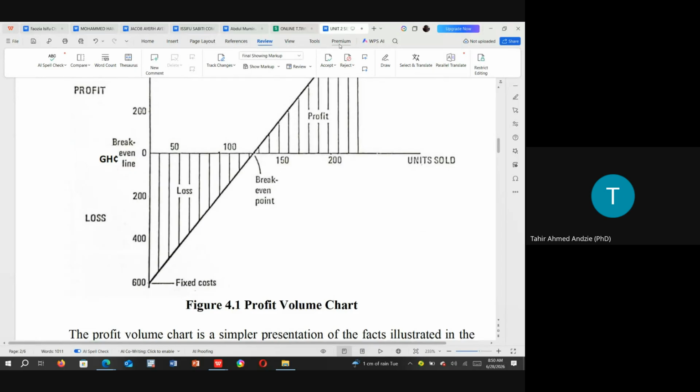So on the negative part of the cost volume profit chart, you can just start at a point, let's say a loss of say 4 million, and then also plot it. You are just plotting the profit on the y-axis. So the y-axis is the profit and loss chart. You are just plotting the profit and loss.